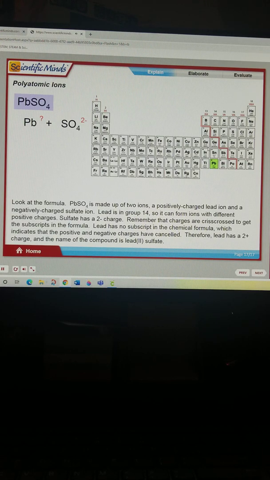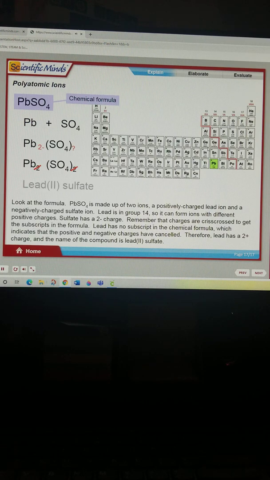PbSO4 is made up of two ions, a positively charged lead ion and a negatively charged sulfate ion. Lead is in group 14, so it can form ions with different positive charges. Sulfate has a 2- charge. Remember that charges are crisscrossed to get the subscripts in the formula. Lead has no subscript in the chemical formula, which indicates that the positive and negative charges have canceled. Therefore, lead has a 2+ charge, and the name of the compound is lead-2 sulfate.